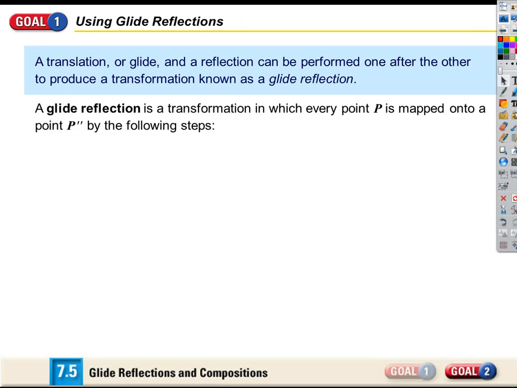Okay, definition. A glide reflection. A glide reflection is just what it says. What do you think it means to glide in geometry? Is that going to be translation, rotation, or reflection? Translation, yeah. We're going to combine a translation followed by a reflection. That's what we call a glide reflection.